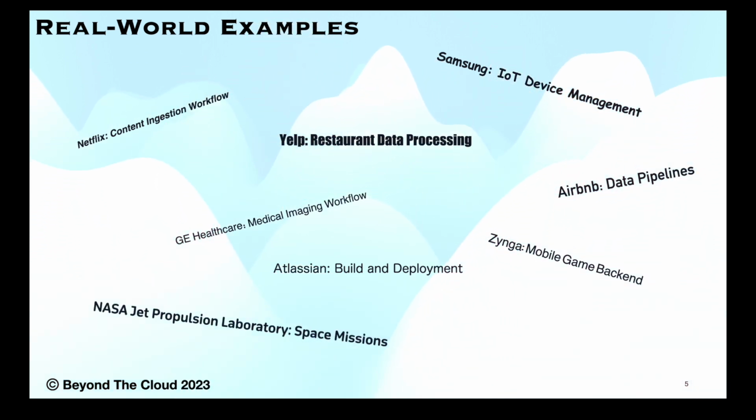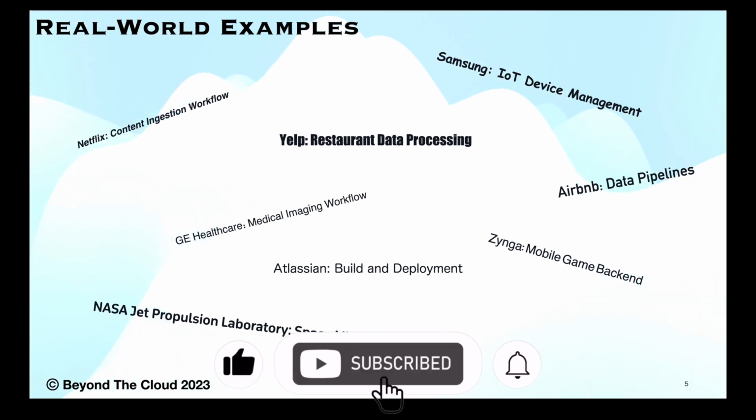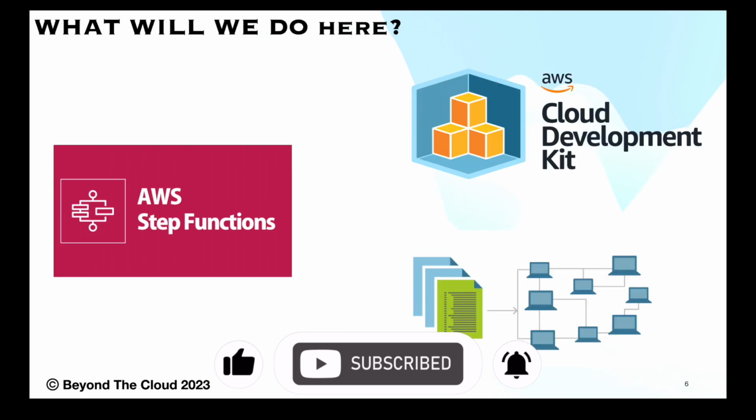Last but not the least is the NASA Jet Propulsion Laboratory, space missions. It relies on AWS Step Functions to orchestrate various processes during space missions. JPL uses Step Functions to automate mission critical sequences, such as rover commands and data collection, ensuring the success of space exploration missions.